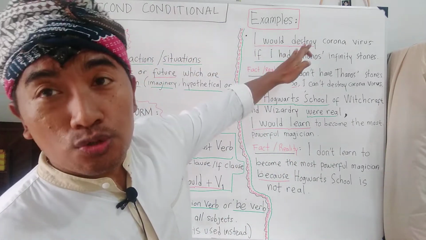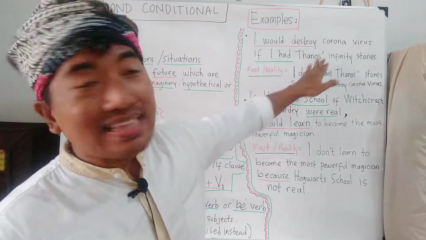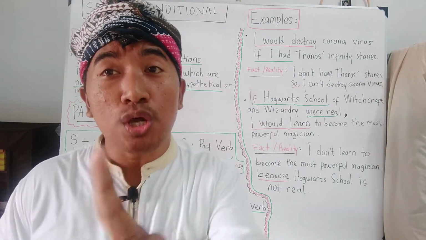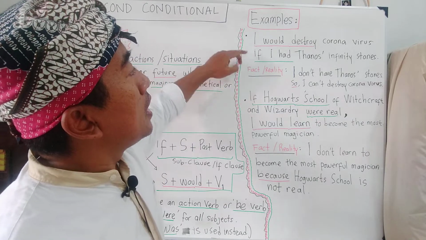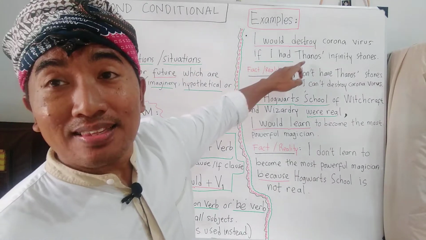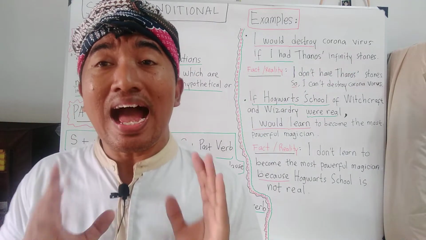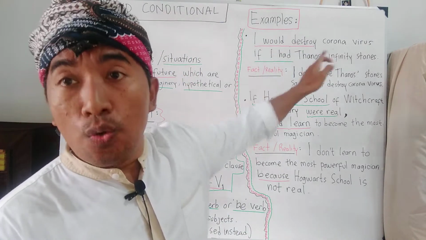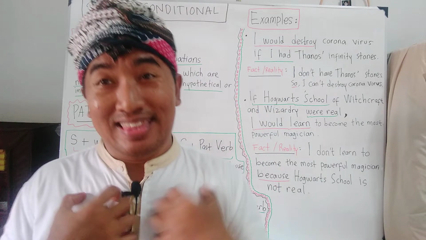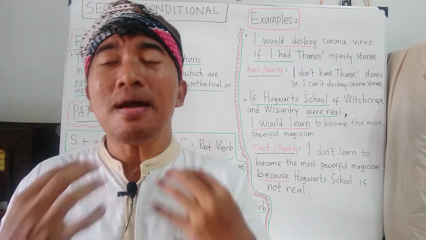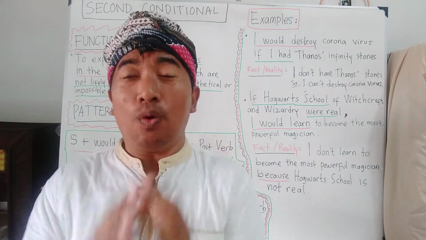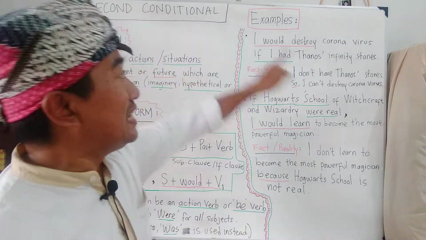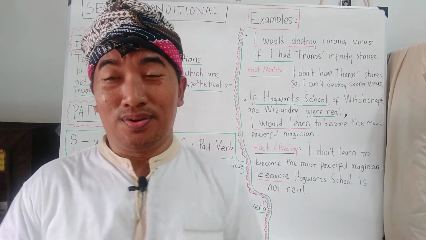Alright, so let's have a look at the examples. Now, I would destroy coronavirus if I had Thanos' Infinity Stones shows that first, the "if I had Thanos' Infinity Stones" is what I call the wish. Okay, so this is your wish. If I had Thanos' Infinity Stones, what am I going to do? I would destroy coronavirus.